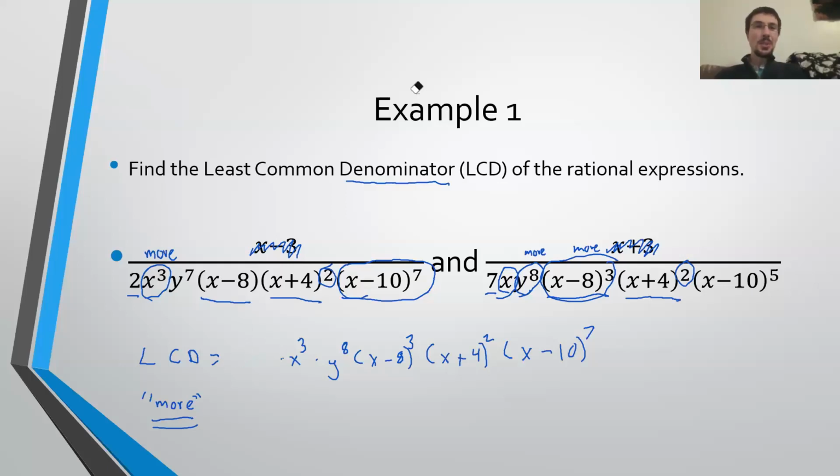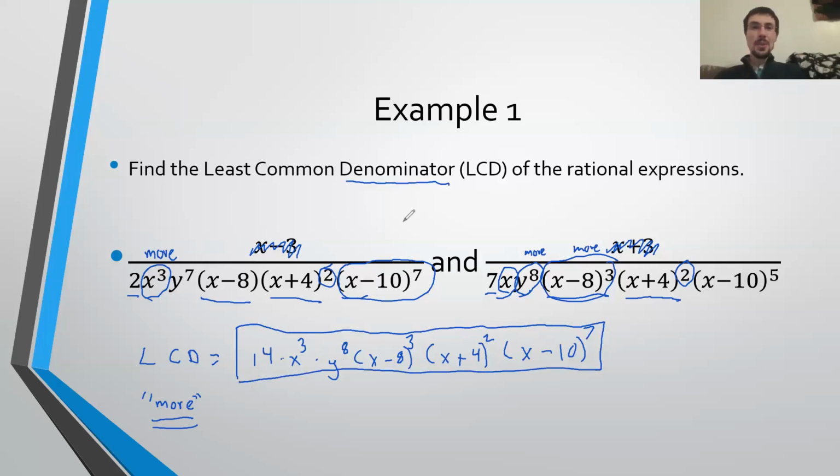Then just take 2 times 7. 2 times 7 is going to be 14. So there is your LCD. Not too bad. Let's go on and do another few examples.